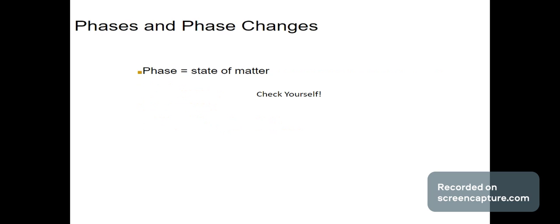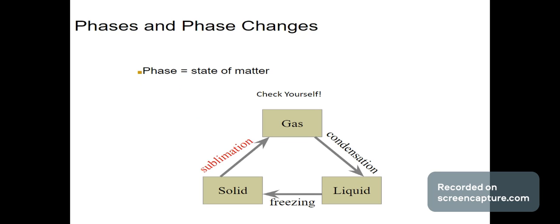So the phases are states of matter. You have solids, liquids, and gases. You can have a gas cool down to a liquid, which is called condensation. You can have a liquid cool down to become a solid, which is called freezing. And a solid can become a gas, which is called sublimation.